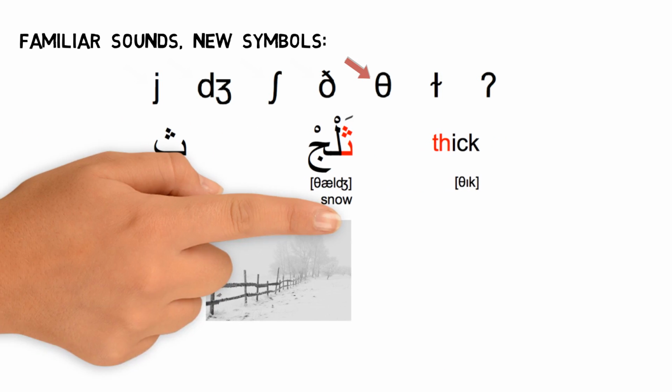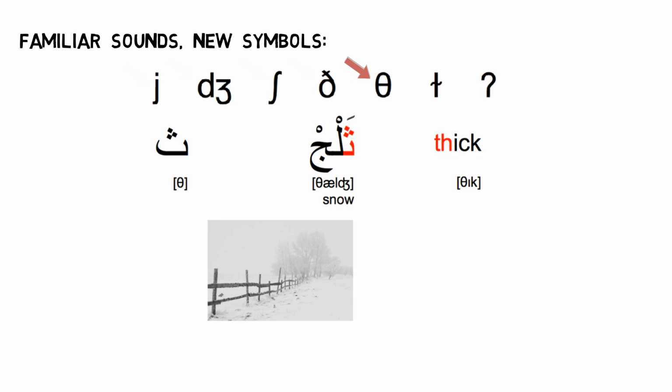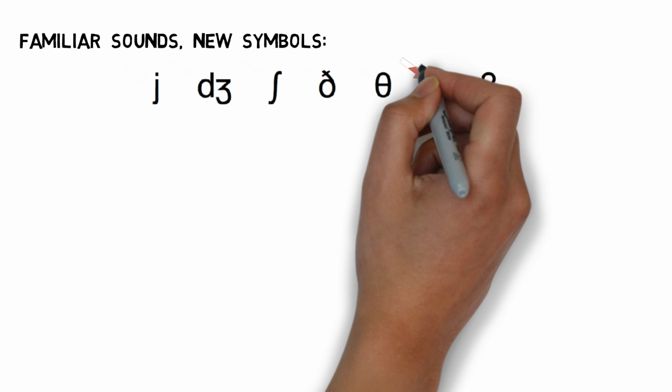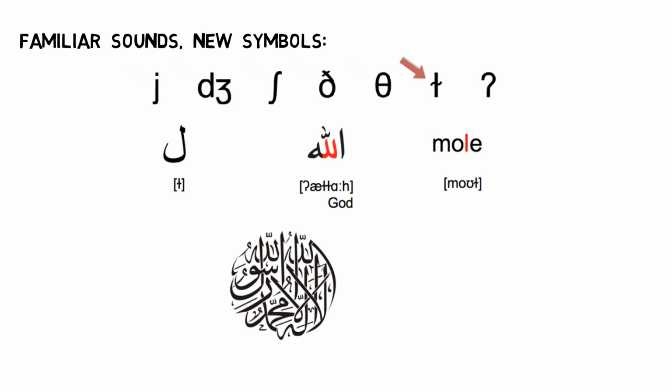Our next consonant is th, as in Arabic's thalj, or English's thick. It's made in the same spot as the previous one. The only difference is that your vocal cords aren't going to be buzzing. In IPA, it's an O with a line through it, or a theta. Our second to last sound is l, as in Allah, or mole.